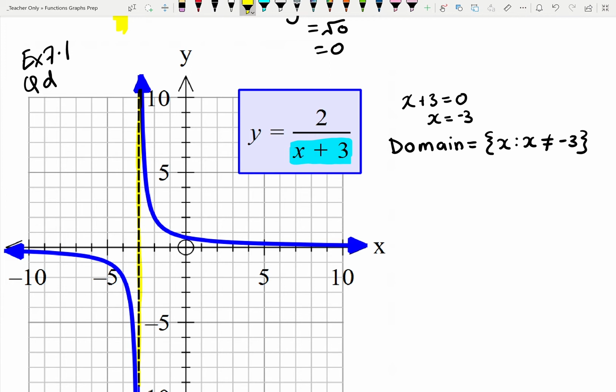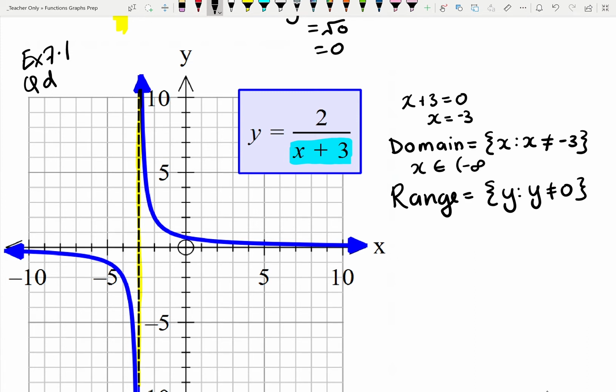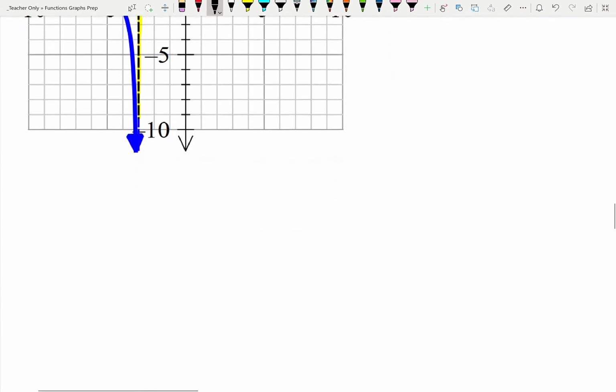With the range, we know that we've got a horizontal asymptote on the y-axis, so the range is simply the set of all y such that y does not equal 0. You can write them in interval notation too if you wish. So that would be x is an element of -infinity to -3 not included, or -3 not included to infinity not included. And the same with the range. I'm going to keep working with set notation rather than interval notation though.